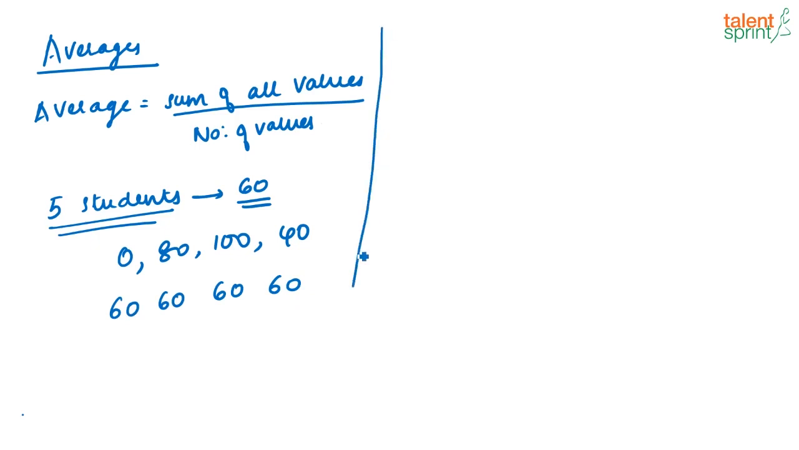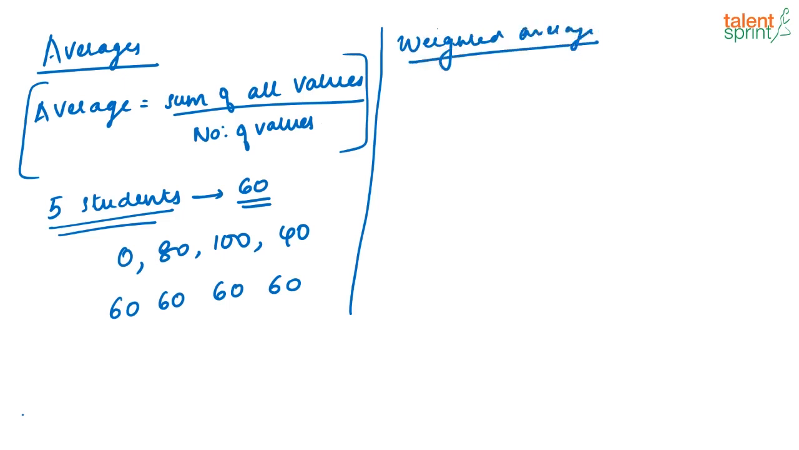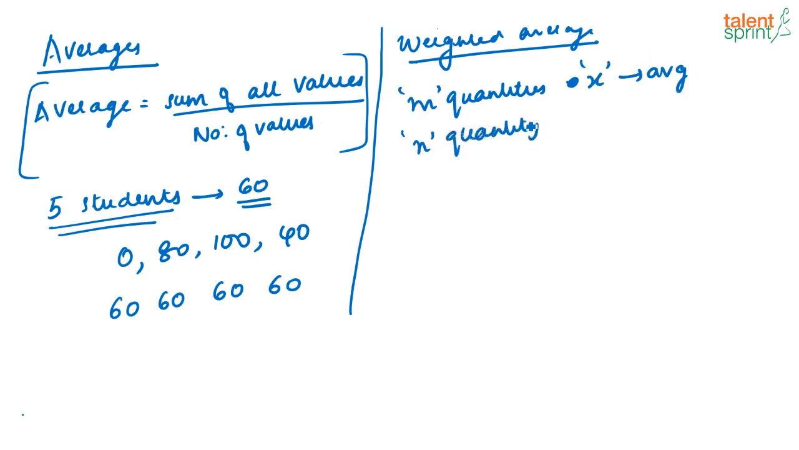Now coming to average, the next thing is the formula. There are very few formulas that you will have to remember. One is the basic formula: how to calculate average, sum of all values divided by number of values. That is the basic formula of average. Then you have something called weighted average. So what is weighted average? For example, if I say that I have m quantities and their average is x. Similarly, I have another n quantities and their average is y.